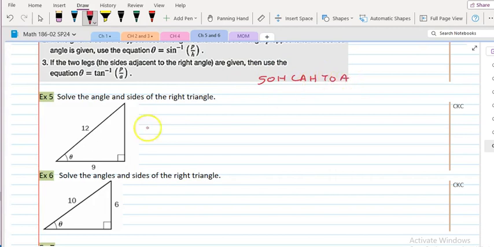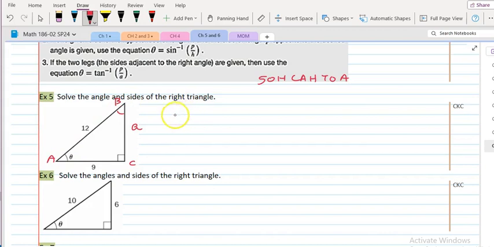SOHCAHTOA. Okay, so solve the angles and sides of the right triangle. So I have to solve this angle. Oh, they wanted to solve everything. Let's label them because that'll be easier. A, B, C. So this will be side A, and this is angle B. So we need to solve all the angle A, angle B, and also side A.